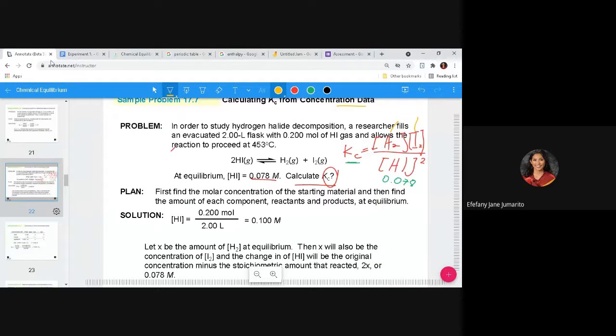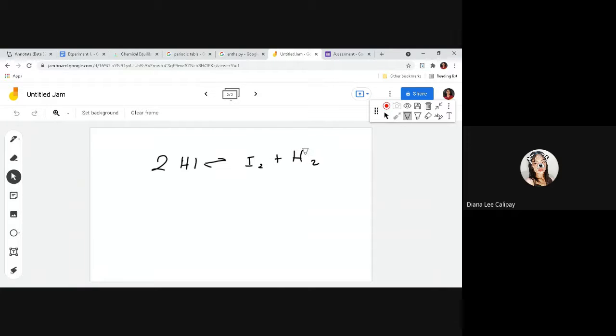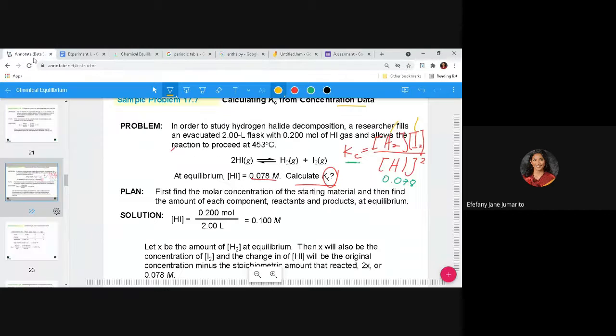Okay, they are all gases. The formula is the same, class, whether you write H2 first or I2 first. In math, addition is commutative and associative, so I2 plus H2 and H2 plus I2 are the same.